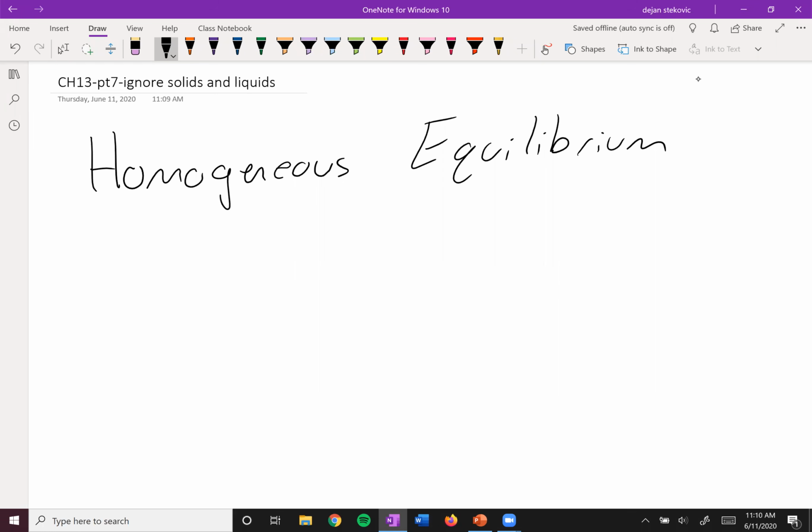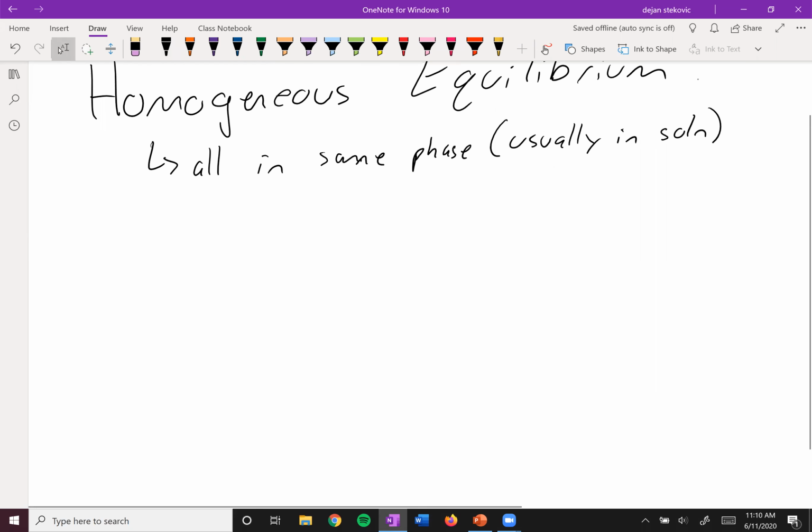All right, so when we're writing our products over reactants for our values of K and Q, we have to be a little bit careful because, as we'll see, not everything's going to be included. So let's take a look at homogeneous equilibrium. In homogeneous equilibrium, everything's in the same phase. Usually here we're talking about things in solution, so aqueous stuff, for example.